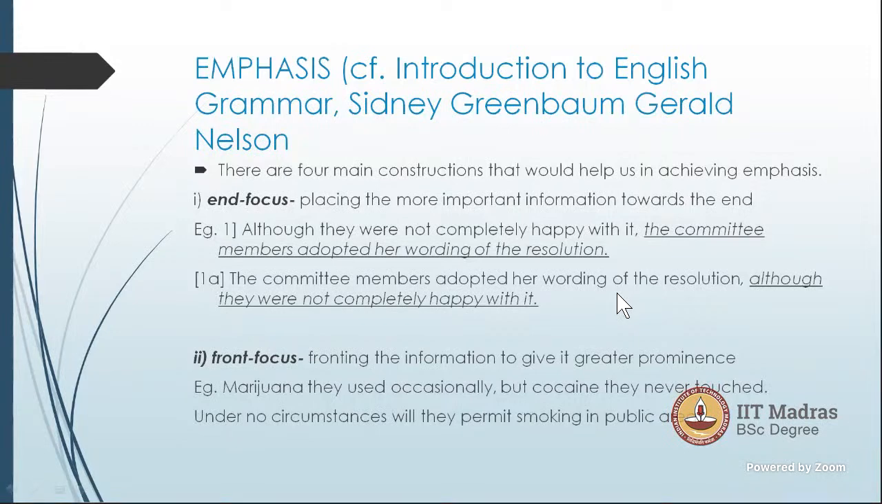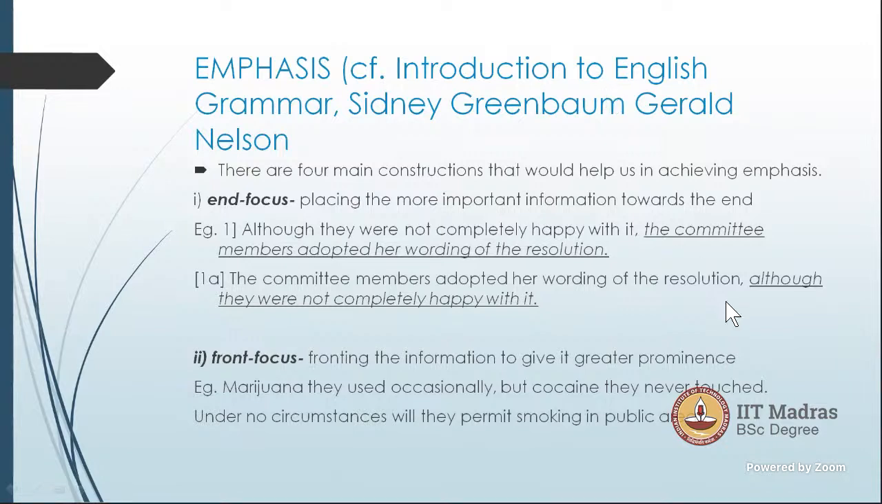Okay. So look at this. Marijuana they used occasionally, but cocaine they never touched. Now, how will you rewrite this sentence if you're asked to? If one of you can respond to this. Marijuana they used occasionally, but cocaine they never touched. Could you try and respond? One of you.